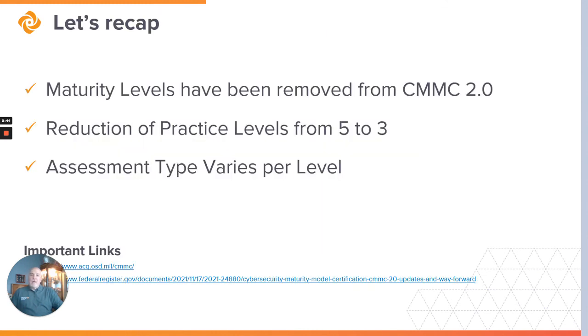So let's recap, shall we? Maturity processes appear to have been removed from 2.0. Levels have been reduced, the practice levels, from 5 to 3. And these new levels 2 and 3 are based on NIST Special Publications 171 and 172. And the level at which you need to certify will determine the type of assessment you have to have.